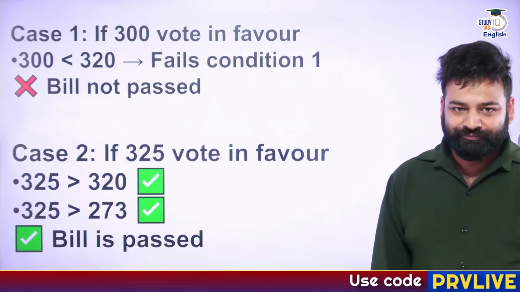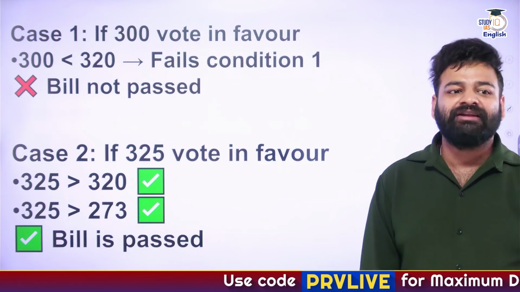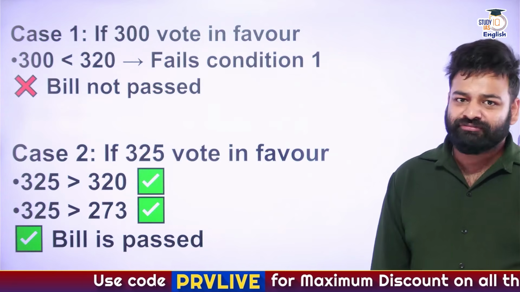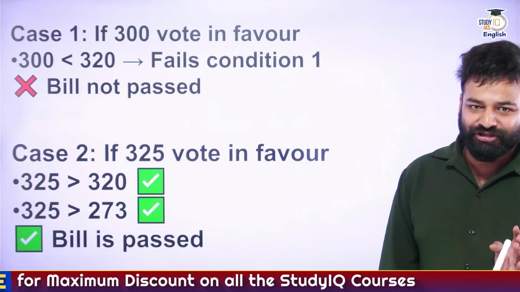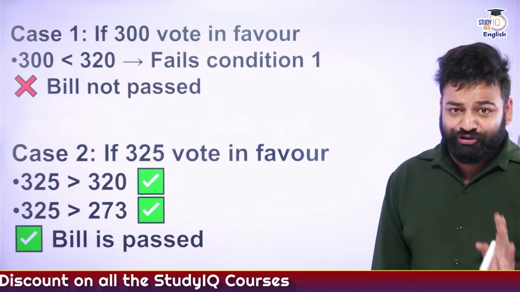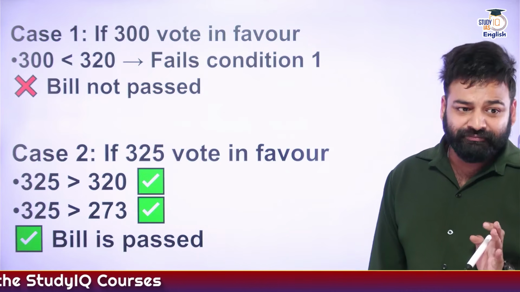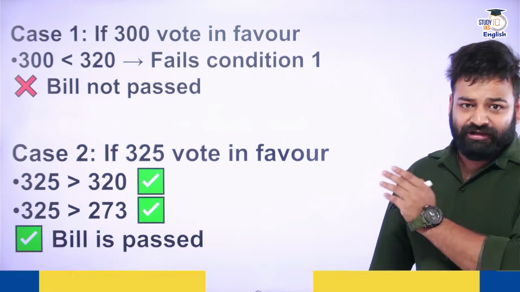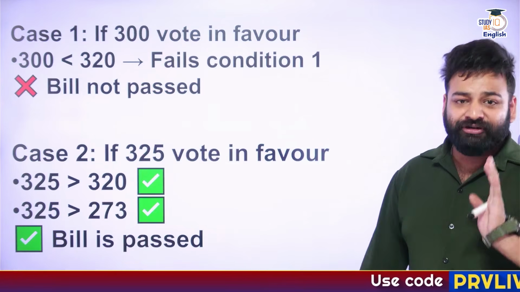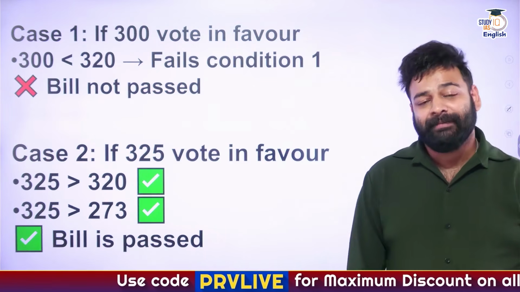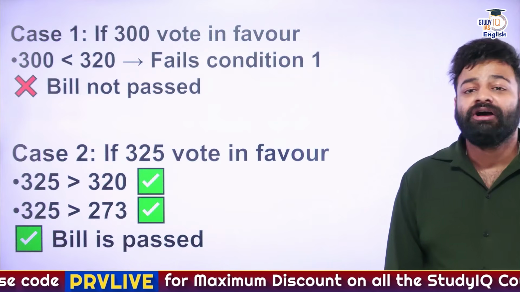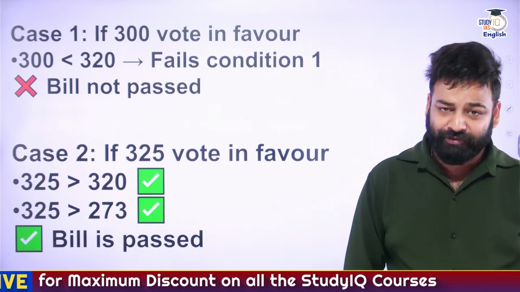So you can see here with this line. Case 1, let's say if 300 votes are in favor. So 300 votes are smaller than 320. So it fails condition 1, bill not passed. Case 2, if 325 votes are in favor. So 325 is greater than 320, and it is also greater than 273. So the bill is technically passed, right? So remember, both the conditions should be fulfilled.